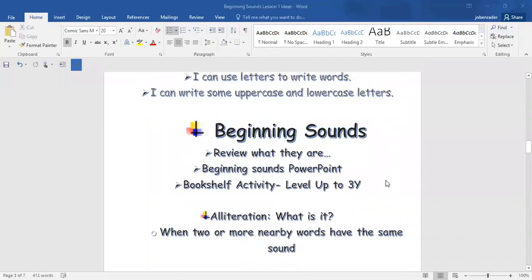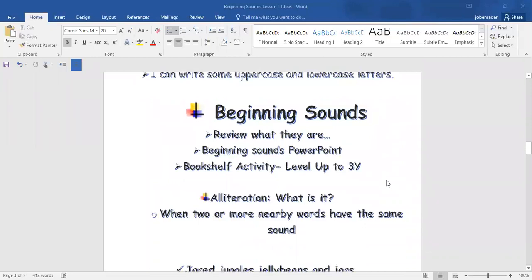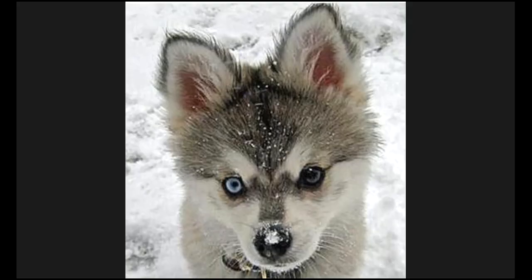I'm going to scroll down here and it says beginning sounds. We talked about it yesterday, what beginning sounds were. Beginning sounds are what you hear at the first part of the word. The first letter you hear is the beginning sound of the word. It's also sometimes known as the initial sound of the word. What I'm going to do right now is stop sharing this screen and bring up a beginning sounds PowerPoint so we can share that again and practice some of our sounds.